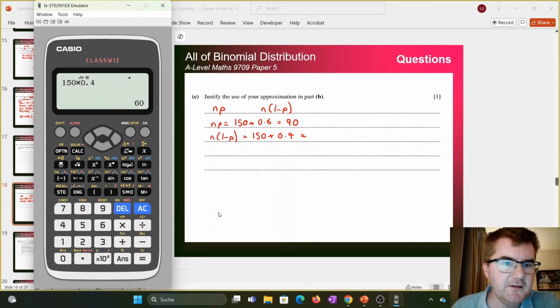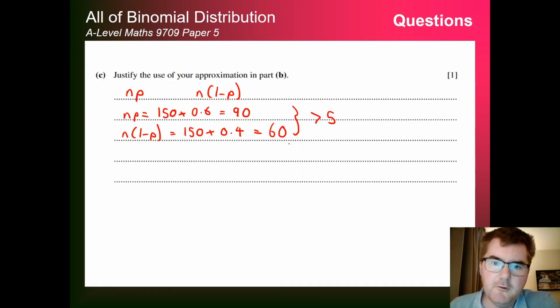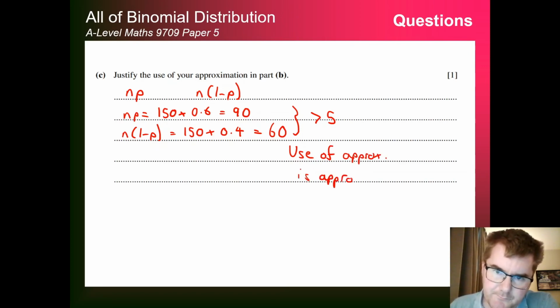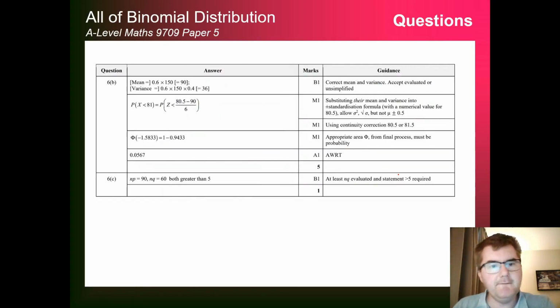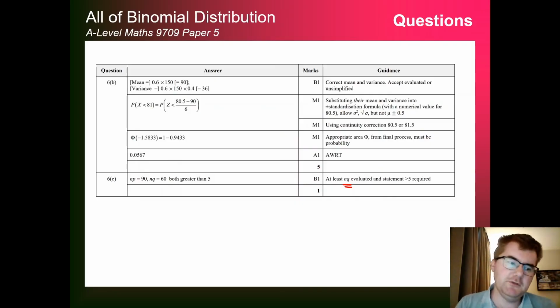So that gives 60. And the key thing to look out for here, so 90 and 60, they're both greater than 5, therefore use of approximation is appropriate. So just checking np and nq are both greater than 5. Okay, so that's something that wasn't in the previous question. Occasionally, as you see, they give that as a 1 mark question to see if you just appreciate why we use a normal distribution to approximate a binomial distribution.